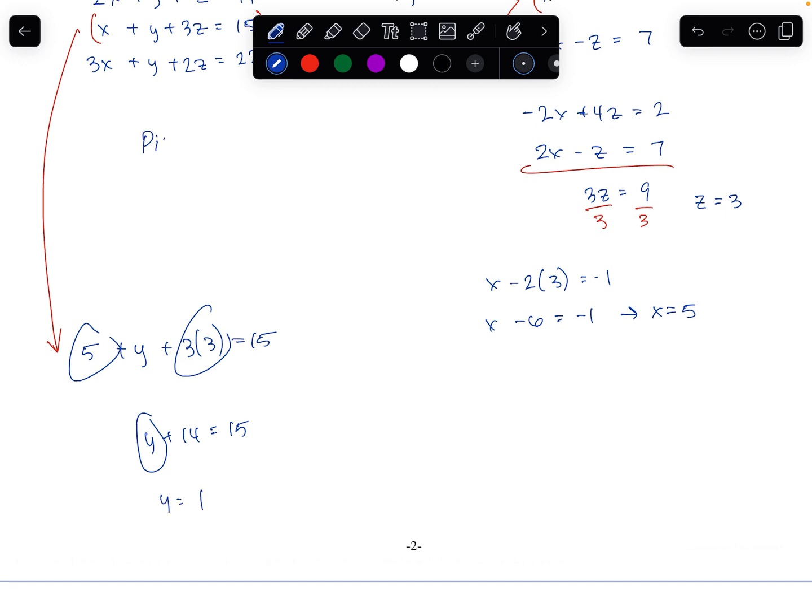So pizzas are equal to $5. Soda is equal to $1. And then salad is equal to $3. And there we go.